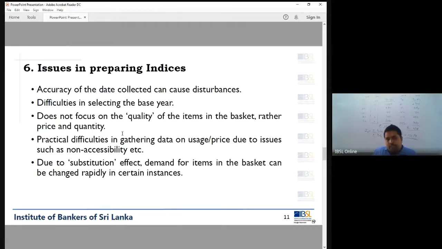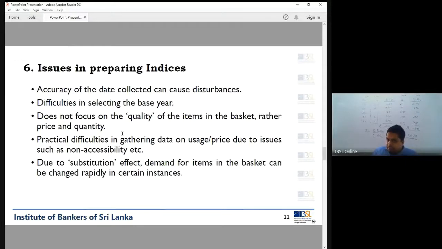So there could be many practical difficulties, like not getting the correct prices, not having the accessibility to the points of interest, or data being not disclosed. Certain economies don't disclose their continuous data. Some economies in some countries are pretty much closed to the outside world. So many difficulties shall be encountered when you are trying to gather data. Last point, due to substitution effect, demand for items in the basket can change rapidly in certain instances.